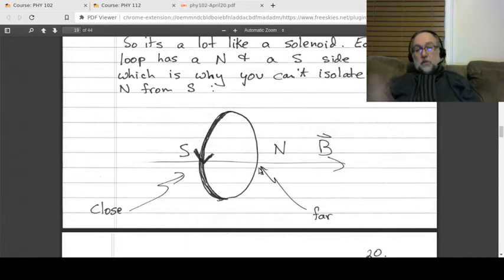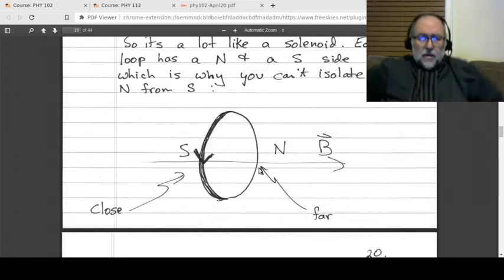That's the north side of the loop. And of course, the other side is the south side of the loop. It's unimaginable. How can you have a loop which has one side but not another side? That makes no sense. So that's why north and south always come together, because they're really not substances.